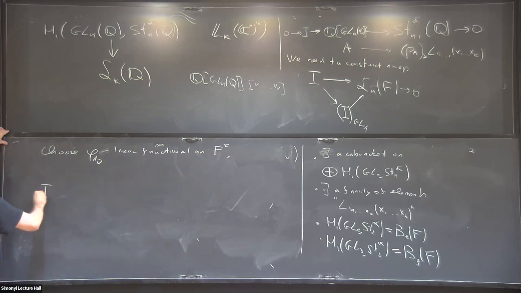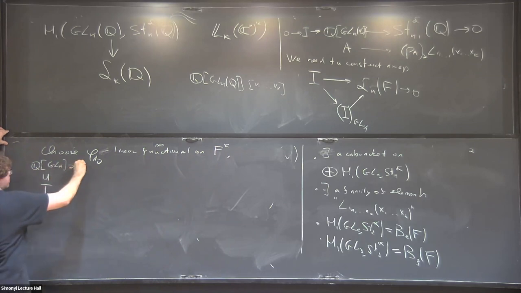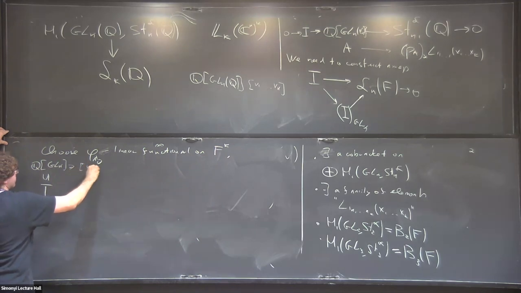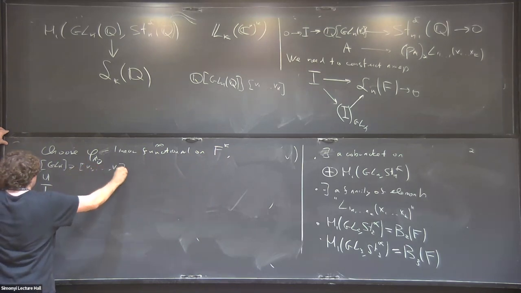So I, after all, sits within this free module on GLK. And then what I do, I take an element here, which I can think of just as a collection of vectors. So I have a collection of vectors V1, ..., Vk.